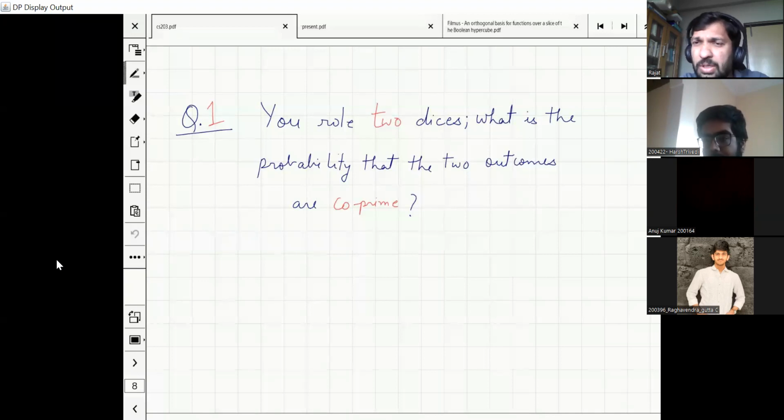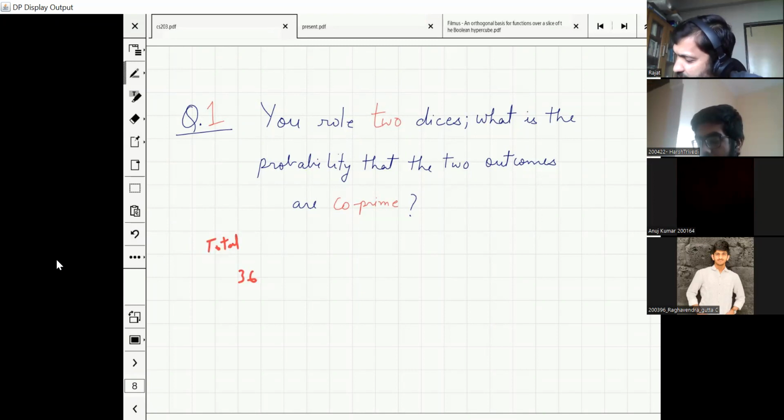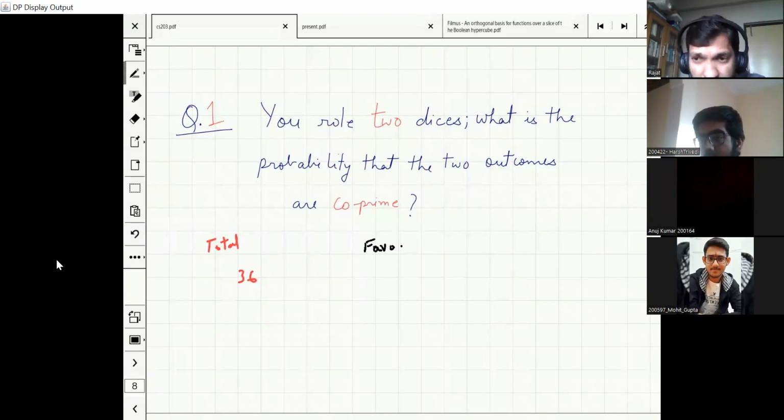So how many total outcomes are there? 36. Great. And how many favorable outcomes are there? Has anyone computed that already? 12. Sorry, 12? Yeah. Okay, so I trust you on that. And I think most of you can figure out the number of favorable outcomes and you can calculate this probability, right? And these are the kind of questions which you have studied when you were in high school.